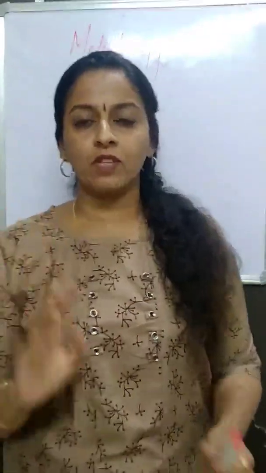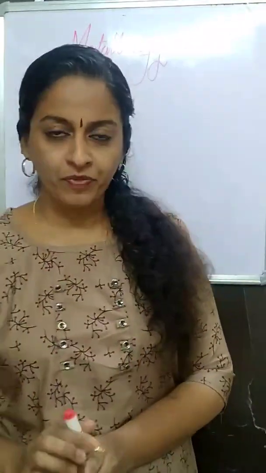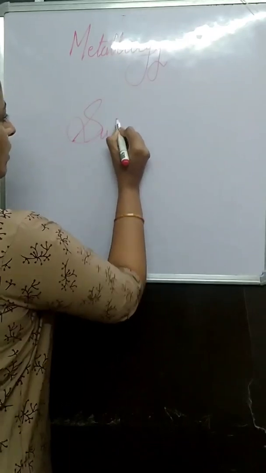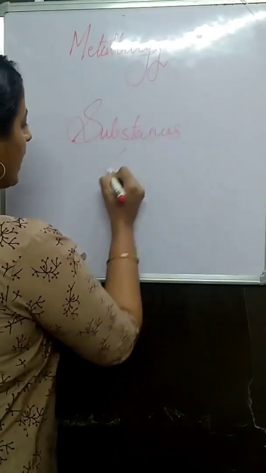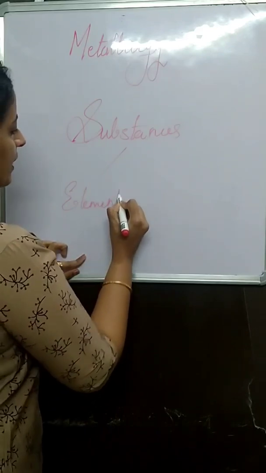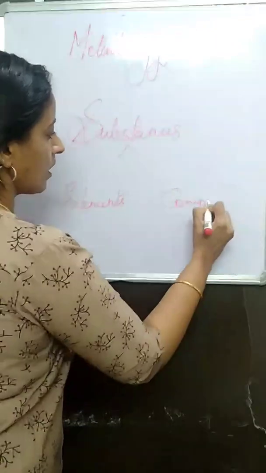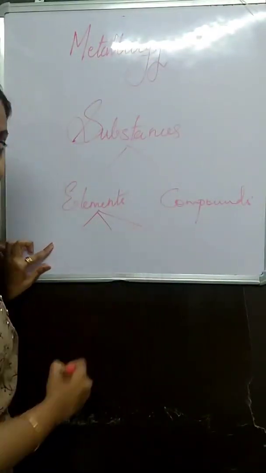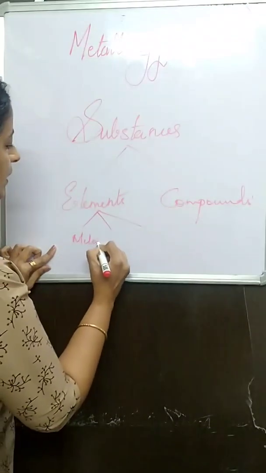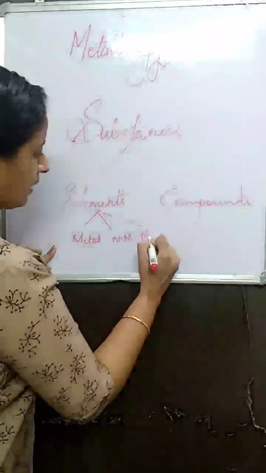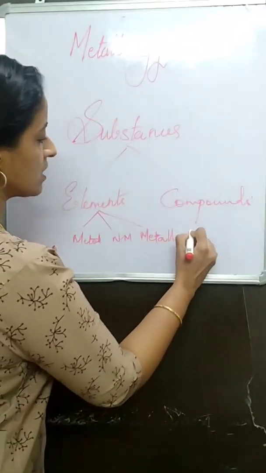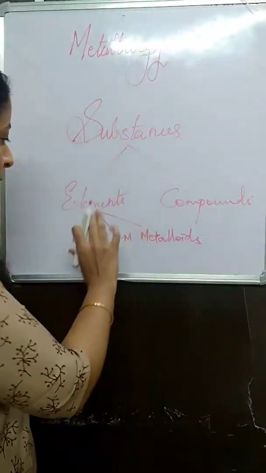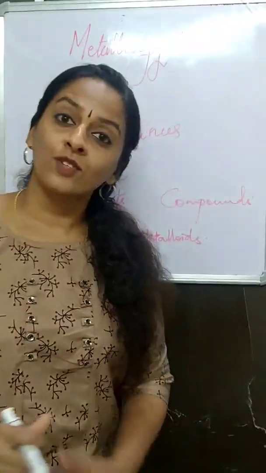Now, to understand metals, first we should know about substances. We all know that substances are classified into two types, which are elements and compounds. Compounds we will discuss later. Elements are again classified into three: metals, non-metals, and metalloids. And in today's class, we will discuss in detail the properties of metals and non-metals. Okay, so let's get started.